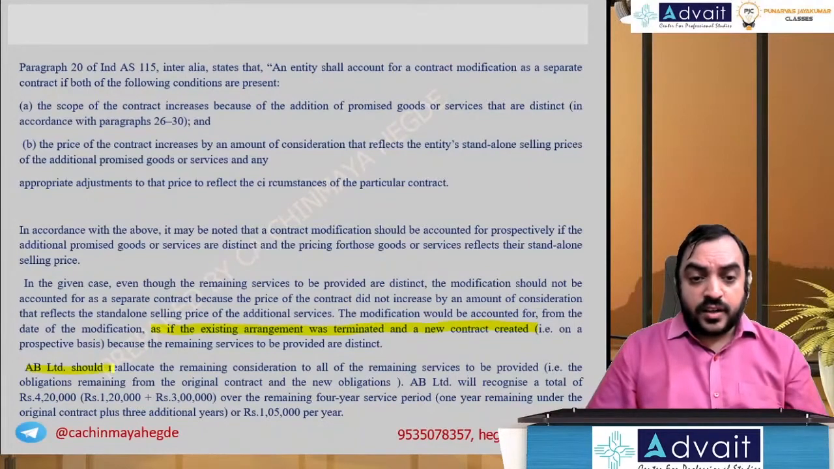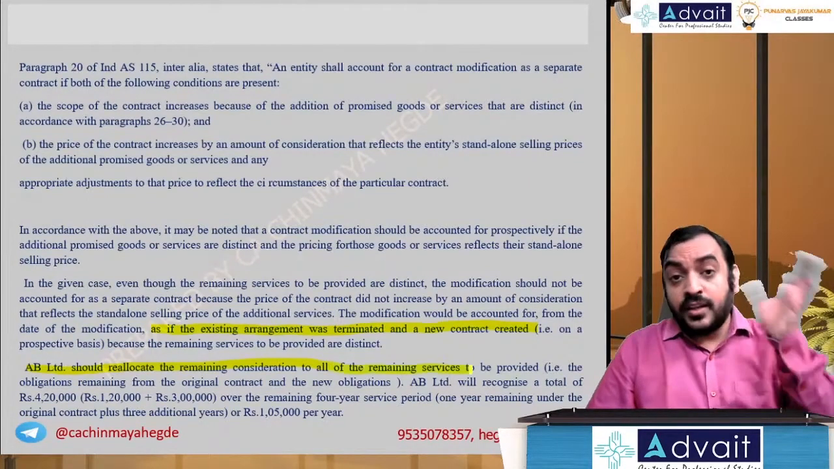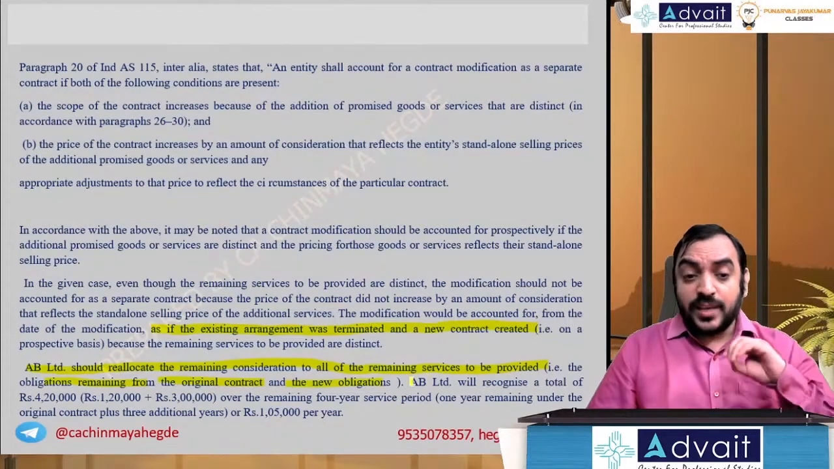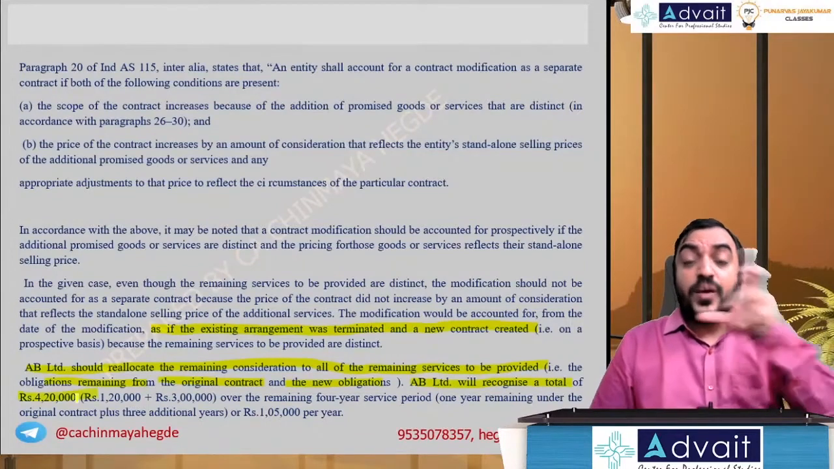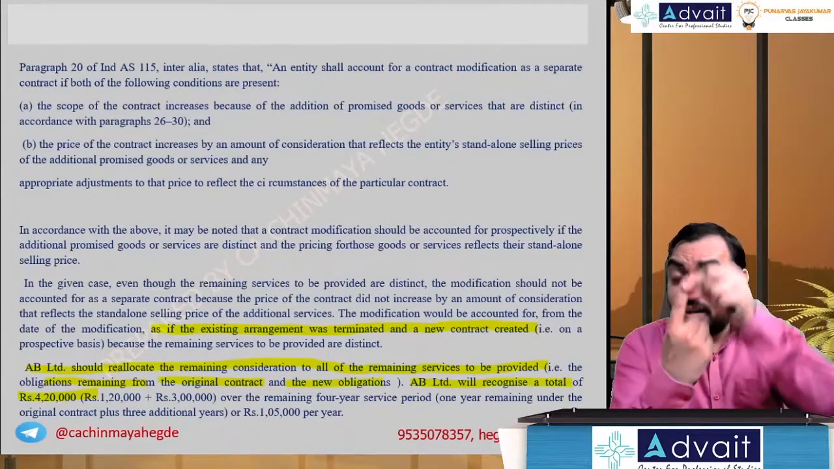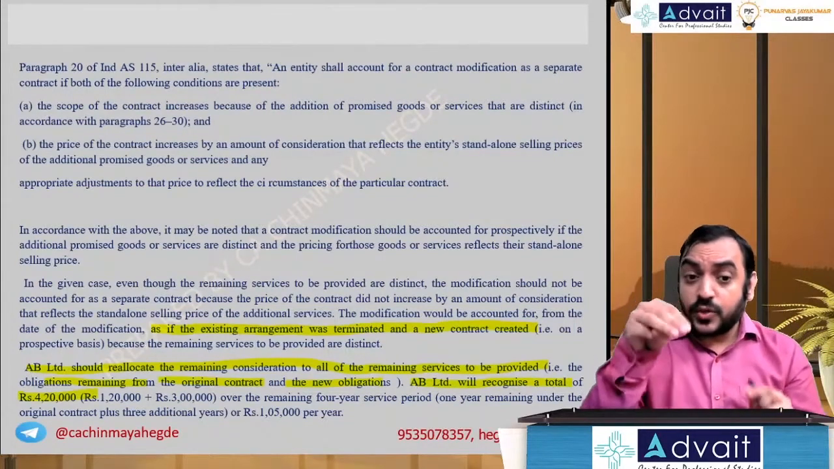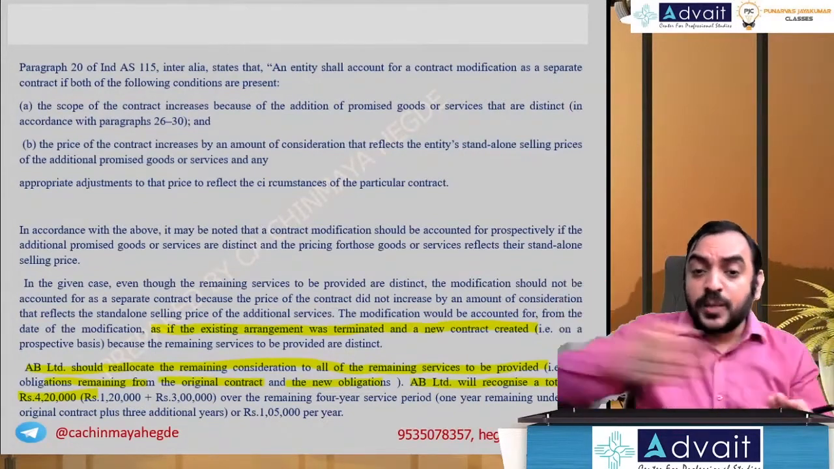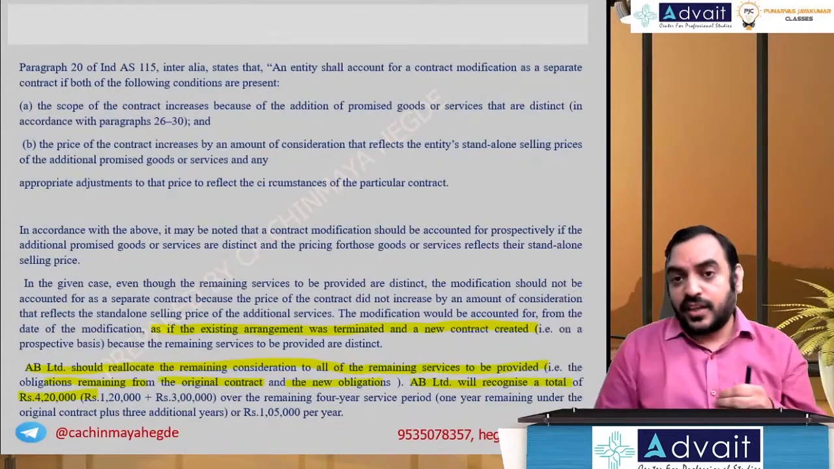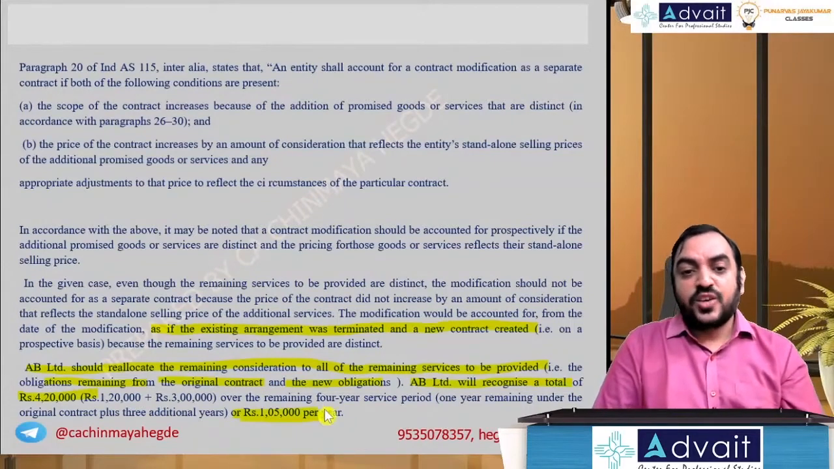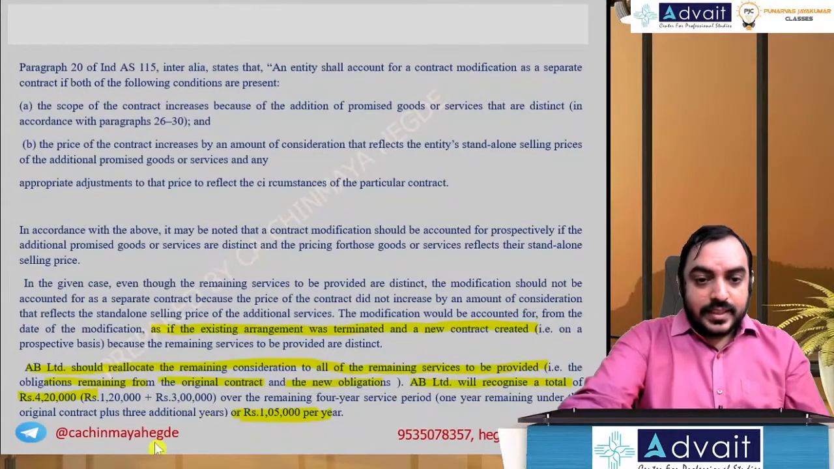So AB Limited should reallocate the remaining consideration for all the remaining services provided by the obligation from the original contract, new obligation. So AB Limited will recognize a total of 4,20,000. Why 4,20,000? Out of 3 years, 2 years completed, 1 year pending, 1,20,000. Third year 1,20,000 plus 1 lakh, 1 lakh, 1 lakh. 3 lakh plus 1,20,000, 4,20,000 over a period of 4 years. 1 year this contract, other 3 years. So 4,20,000 divided by 4 is going to be 1,05,000 per year.